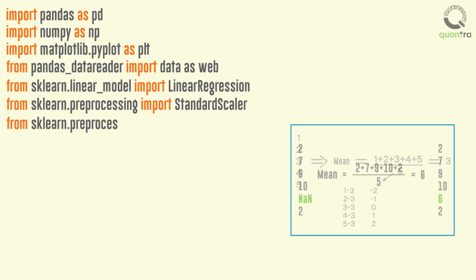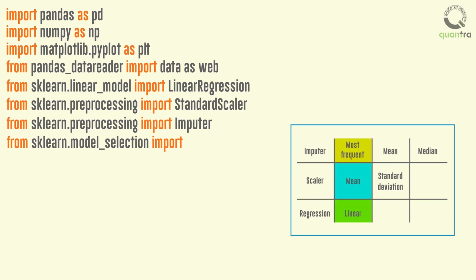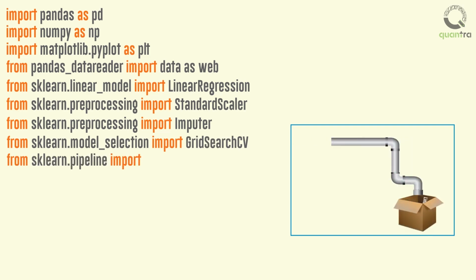Next, we import the preprocessing package, and from this we import the imputer function to replace all the NaN values. Next, we import the grid search function from the model selection package. And finally, let's import the last function, that is the pipeline. We will import it from the pipeline package.